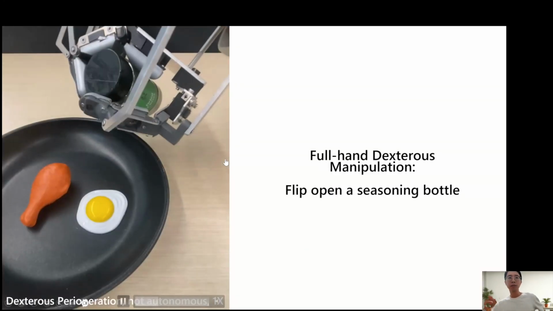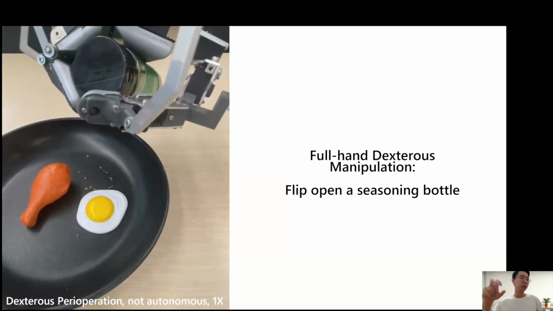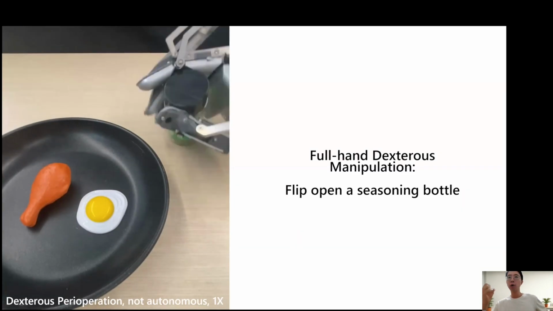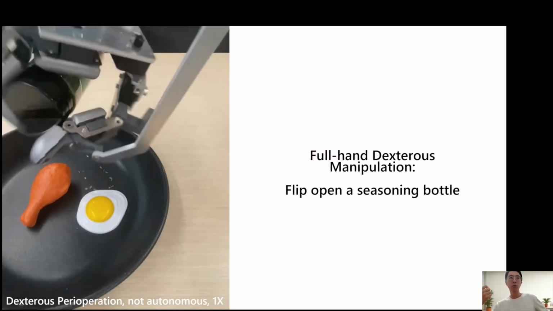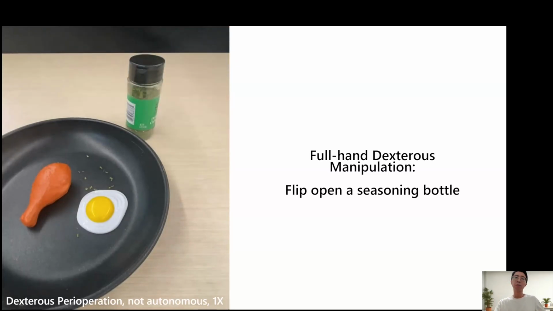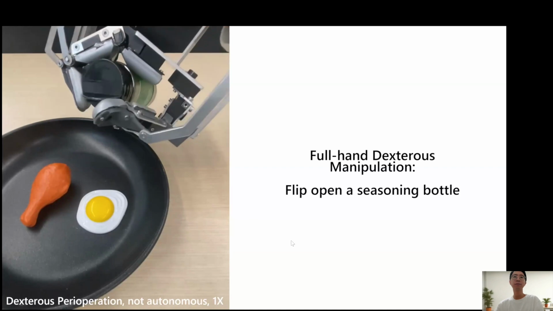So beyond precise manipulation that just involves the fingers, DexoHand can also allow humans to do whole hand manipulation. For example, you can flip open a seasoning bottle, where you need to use your index and middle finger, as well as the palm, to secure the bottle, and use your thumb to open the lid.